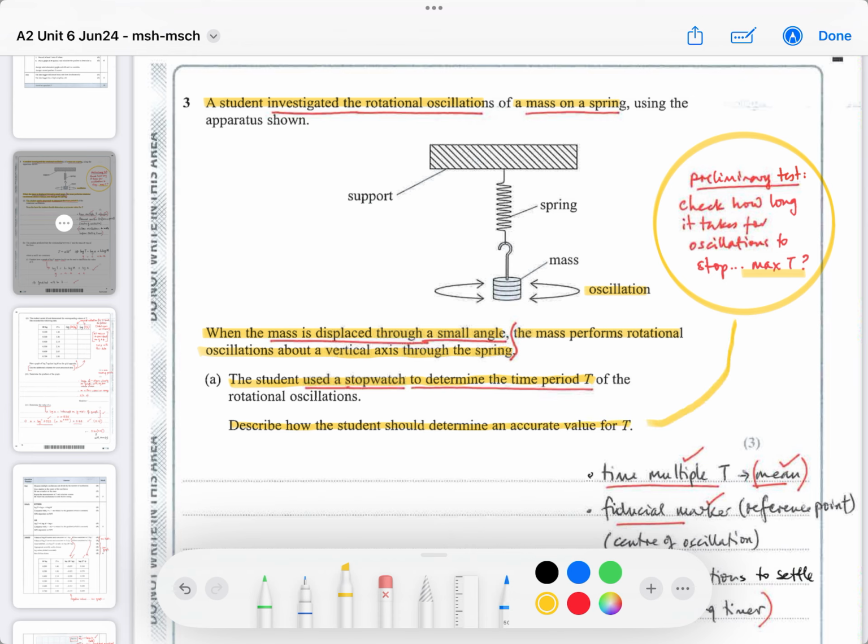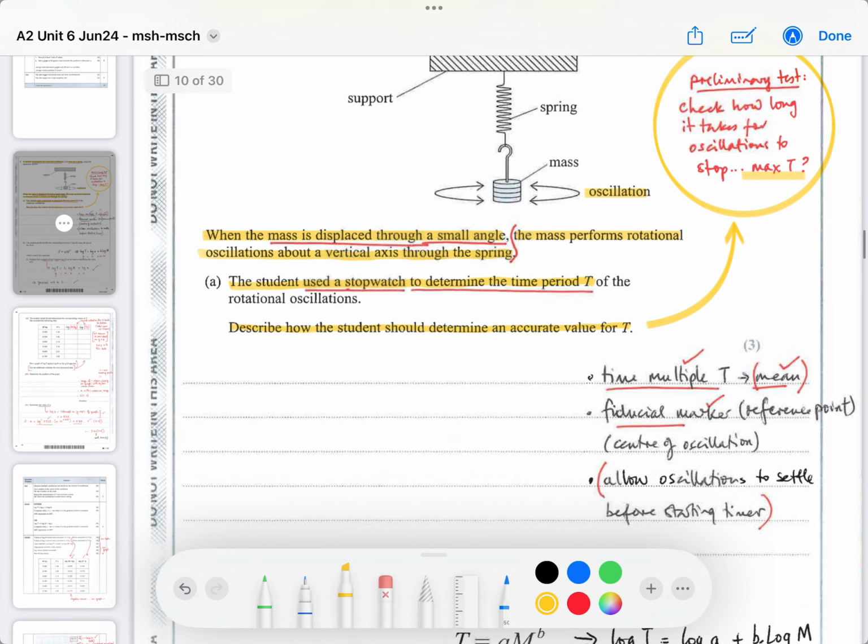That's why I'm saying, when you're trying it out, do a little preliminary test to see how many oscillations you can count before it slows down, or before it stops. So you need to time multiple periods and take a mean. That's 1 mark, maybe 2 marks. You need what they call a fiducial marker, which is a reference point. For Edexcel, they always want it to be the center of the oscillation, because the oscillating system will always go through the center, but it won't always reach the amplitude that you started with as it slows down.